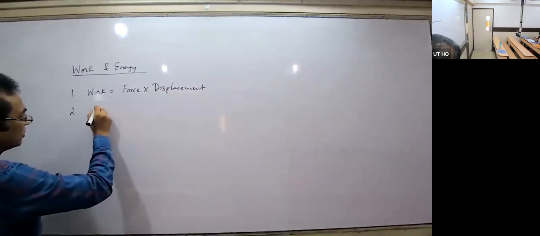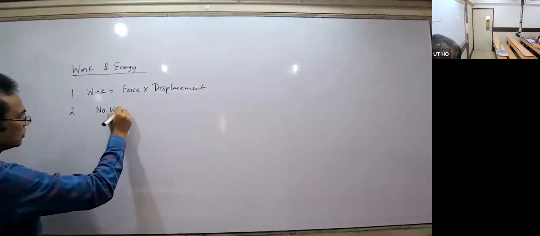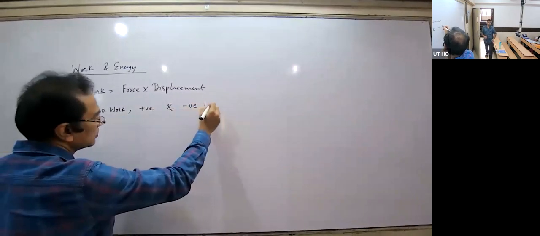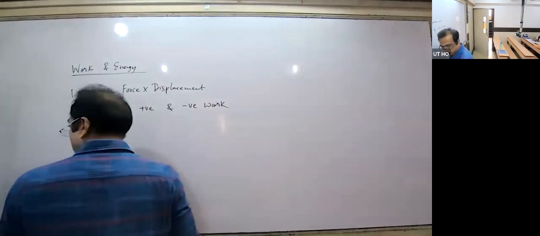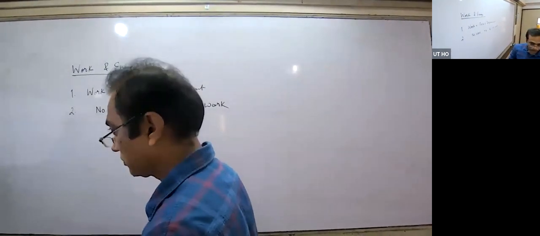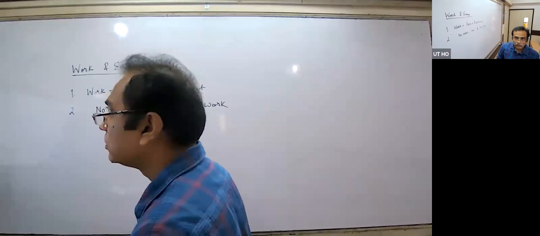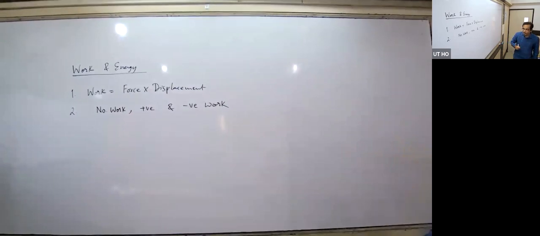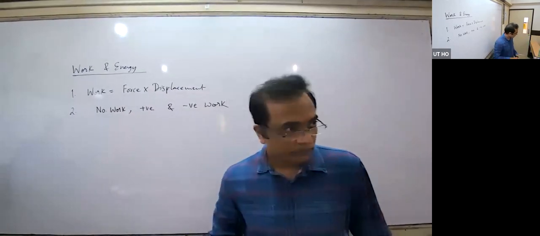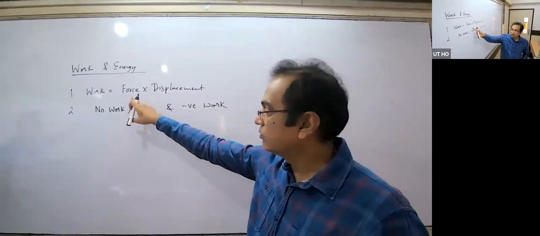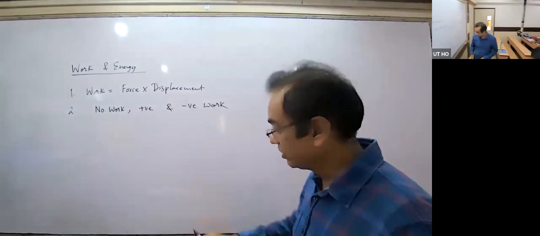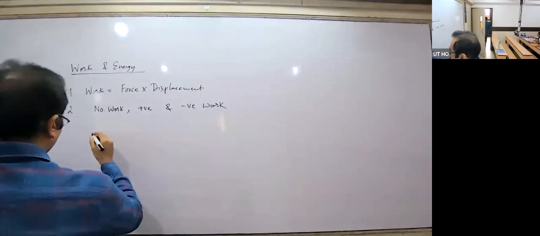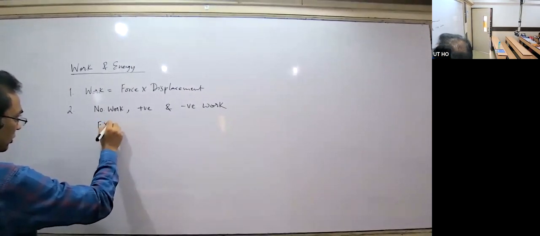So we had no work and positive work and negative work. So no work, positive and negative work. When do we say there is no work? When the applied force causes no displacement, right? For example, pushing the wall, right? So I can say F into 0.